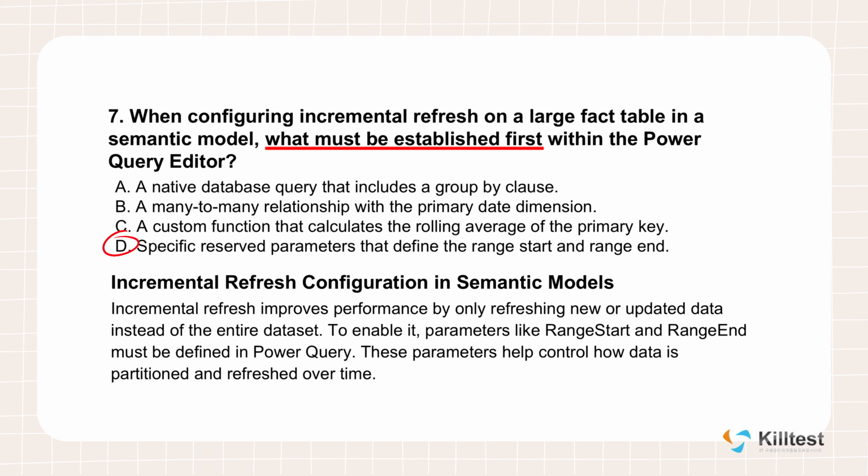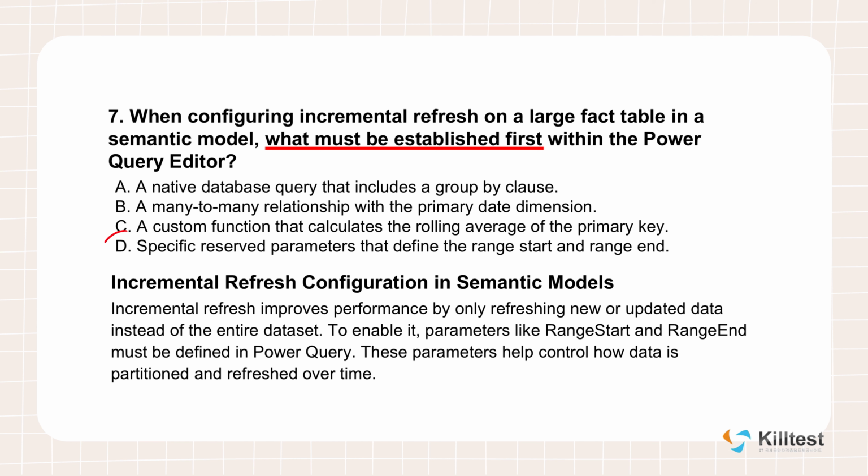So why wouldn't option A work? A native database query with a group by clause. Because writing your own custom native SQL queries in Power Query can actually break query folding. Oh, really? Yeah. If the system can't fold the range start and range end parameters into your custom SQL, the incremental refresh will either fail or just become incredibly inefficient. It's really good to know.